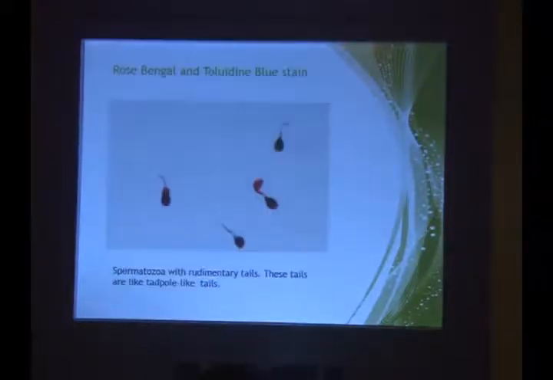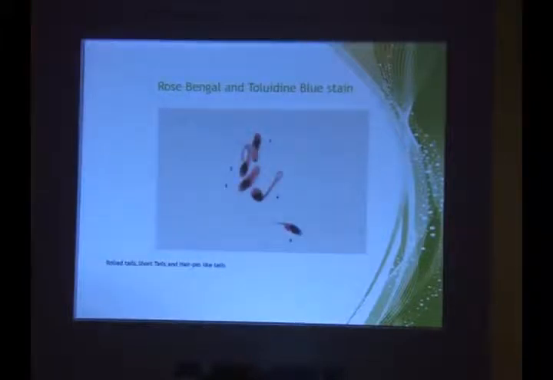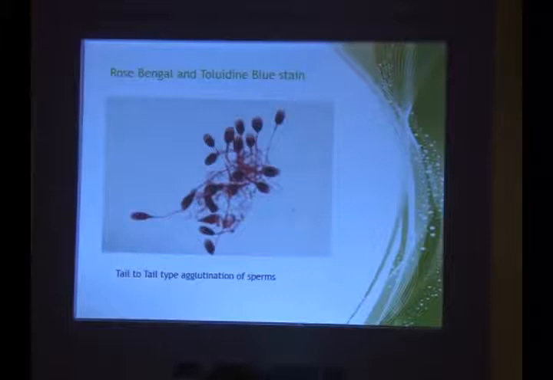Then we come to tail abnormalities. This is very easy to identify, a very rudimentary short tail. You will see patients in whom this constitutes 60-70% of the sperm. Short coiled tails, again short and coiled tails. This is agglutination of sperm. So when you see either head to head or tail to tail agglutination, you know that you have to look for 2 things: an anti-sperm antibody or a low grade infection.